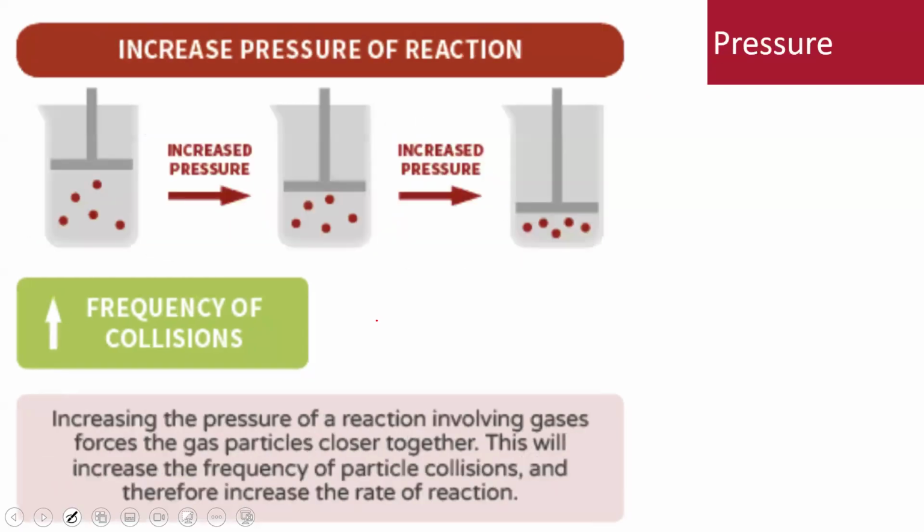Fourth one, increased pressure. This is very similar to concentration. You've got 30 kids in your class, and then you halve the size of the classroom. What's the chance of there being more collisions? You've halved the size of the classroom, therefore there is an increased frequency of collisions because you've got the same number of students in less area.